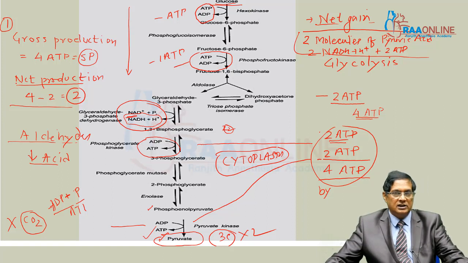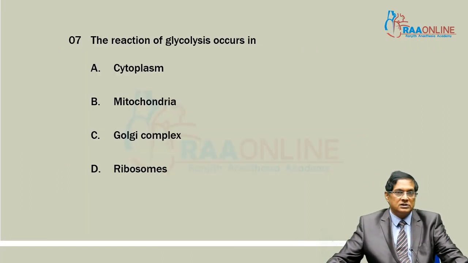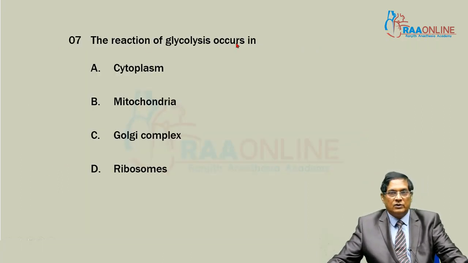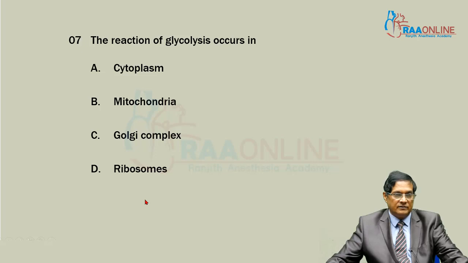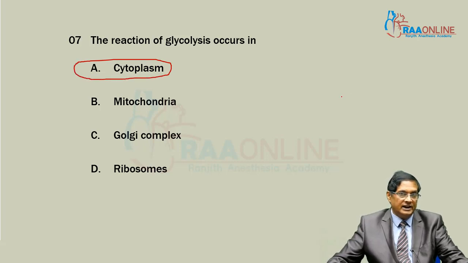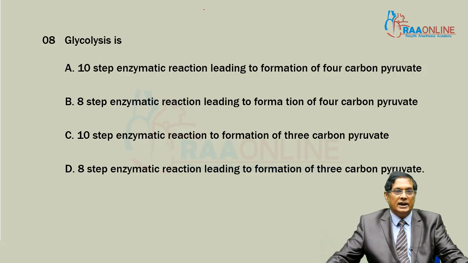So let's check the further questions. The reactions of glycolysis occur in, as I have already mentioned, the cytoplasm. So the reactions of glycolysis take place in the cell cytoplasm.